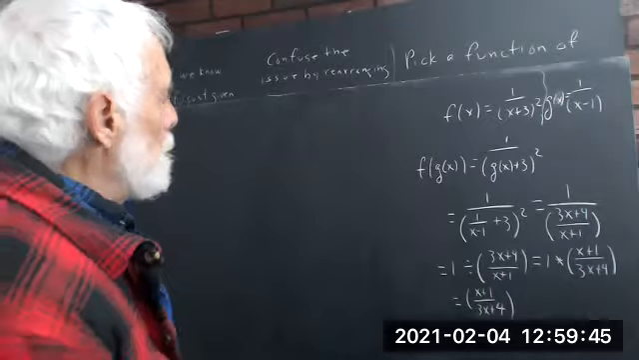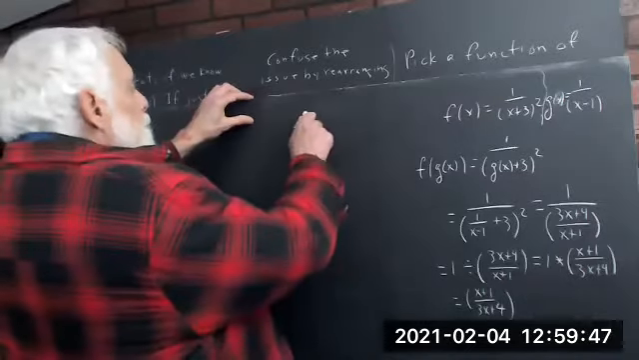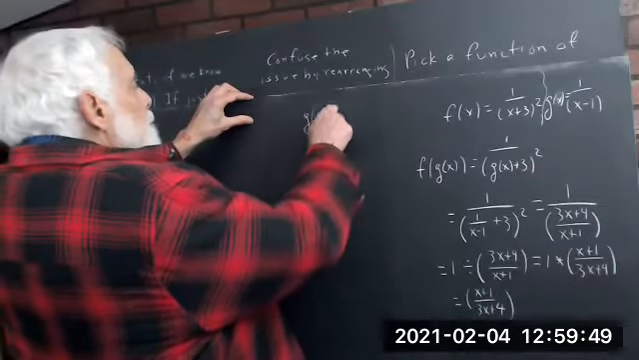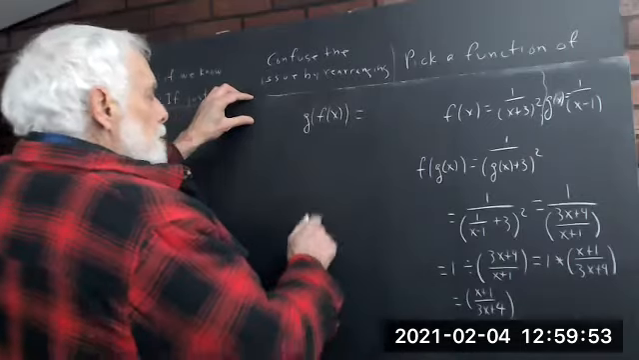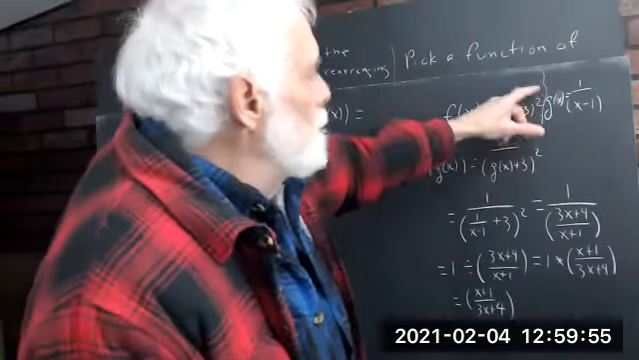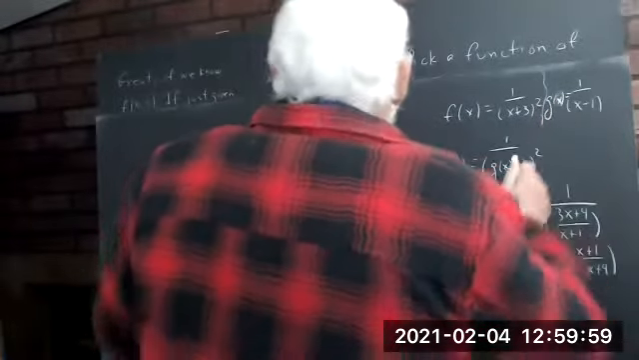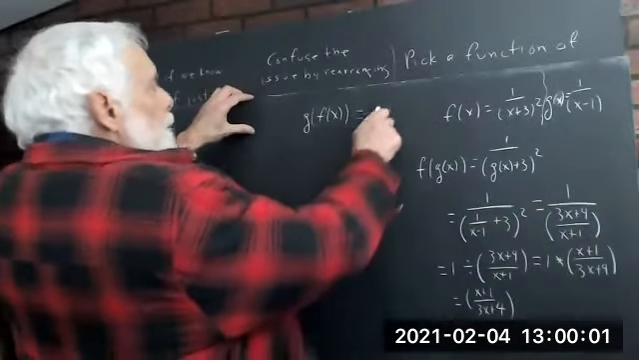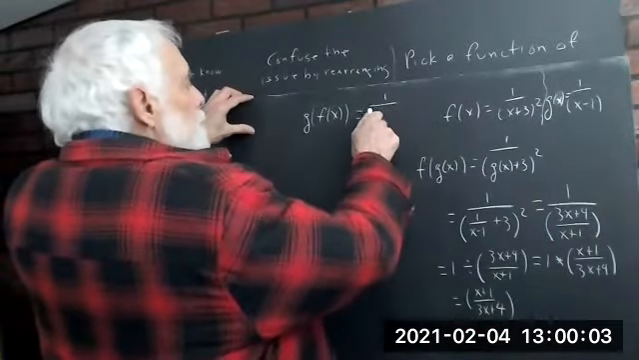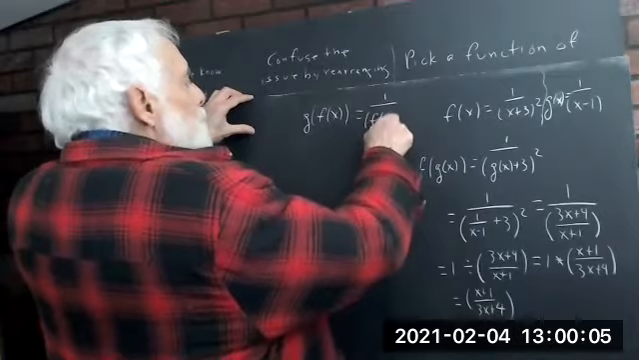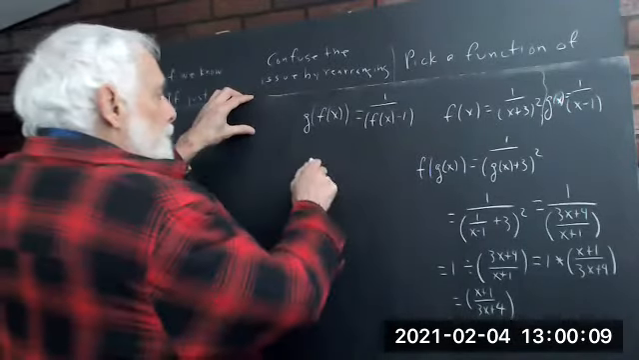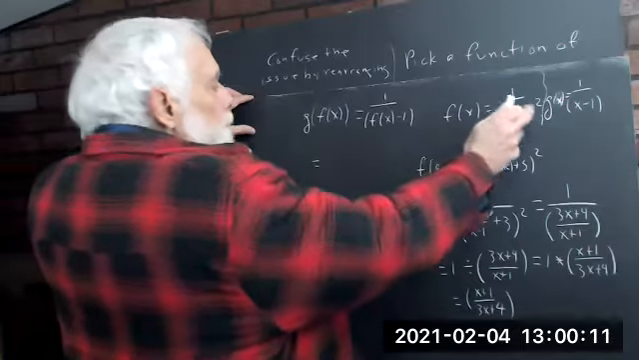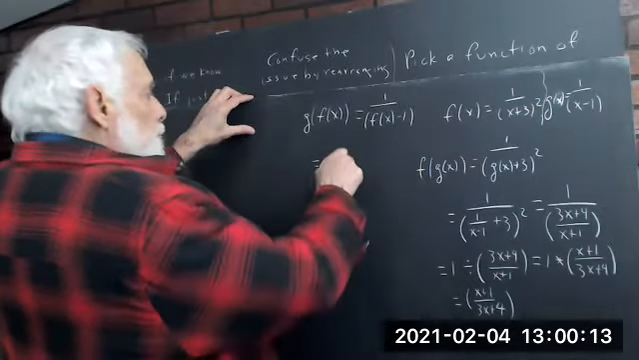Okay, well, what's g of f of x? Well, g of x is 1 over x minus 1. So g of f of x is 1 over f of x minus 1. And f of x is the reciprocal of x plus 3 quantity squared.